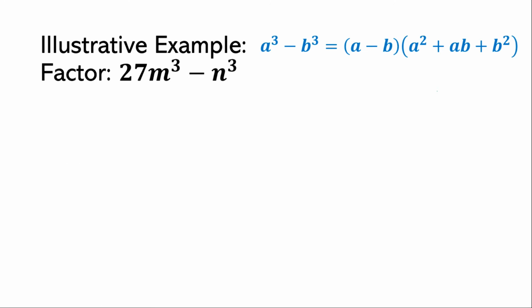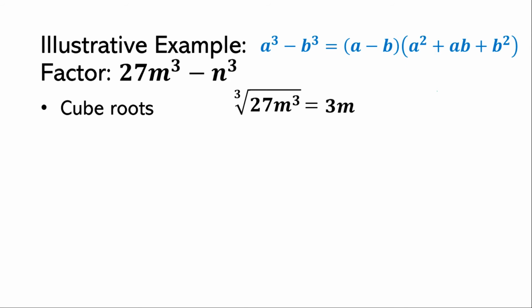Next, let's try to factor out the difference of two cubes. We have here 27m cubed minus n cubed. Again, first step is to get the cube roots of the terms. So when we try to get the cube root of 27m cubed, the answer is 3m. And when we get the cube root of n cubed, the answer is n.